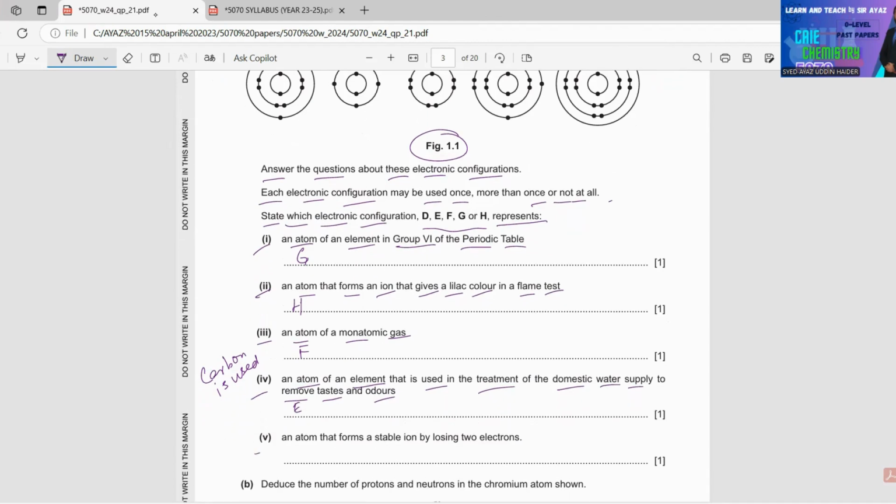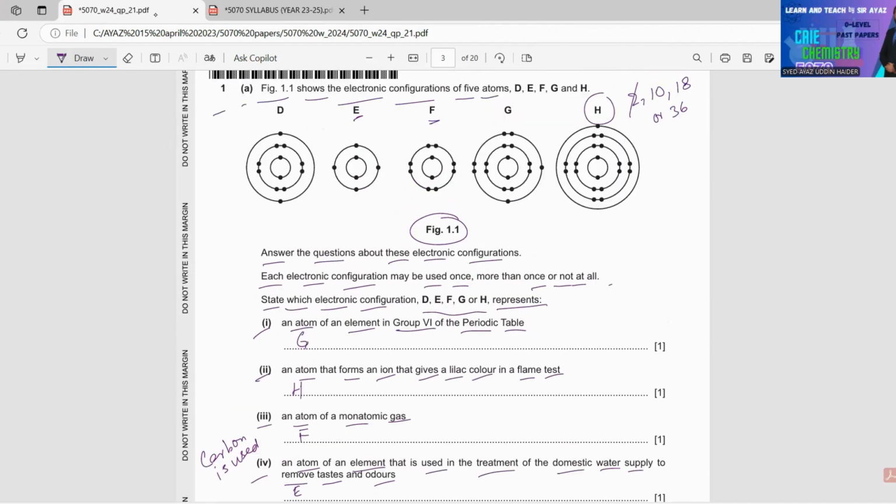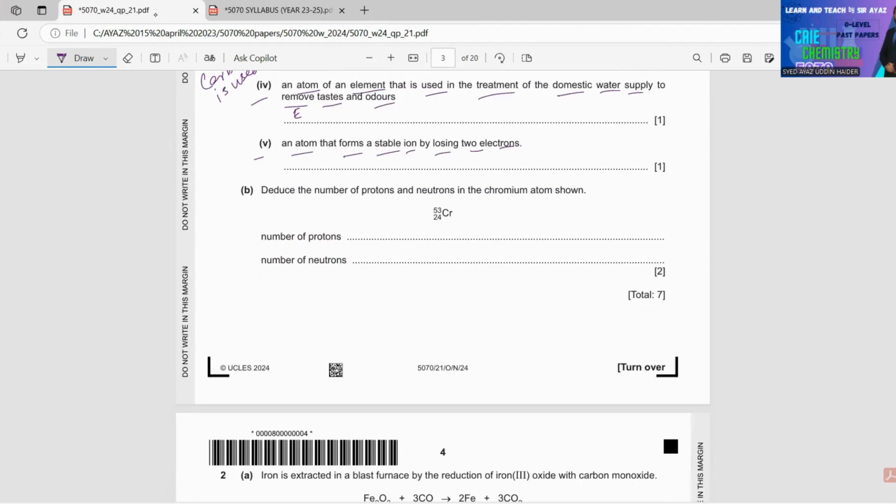Number 5, an atom that forms a stable ion by losing 2 electrons. Now, if an atom loses 2 electrons and forms a stable ion, it means it must be having 2 valence electrons. So D seems to be the correct answer, because you see there are 2 valence electrons, 1, 2. So it will form a stable ion by losing these 2 electrons. So D must be the final answer for number 5.